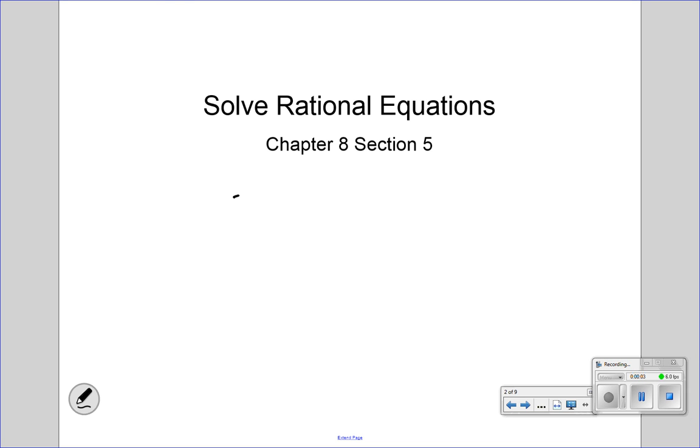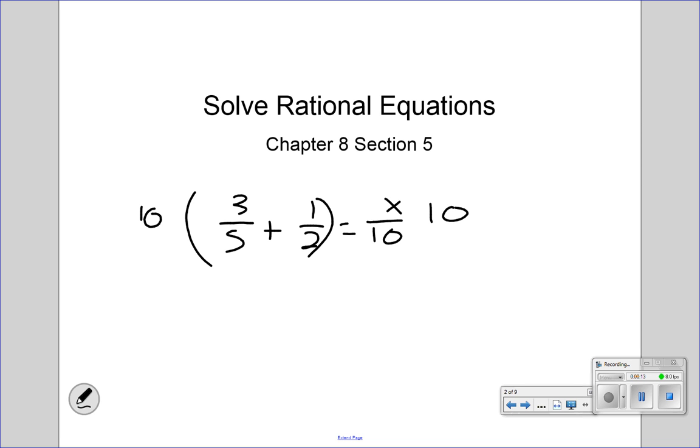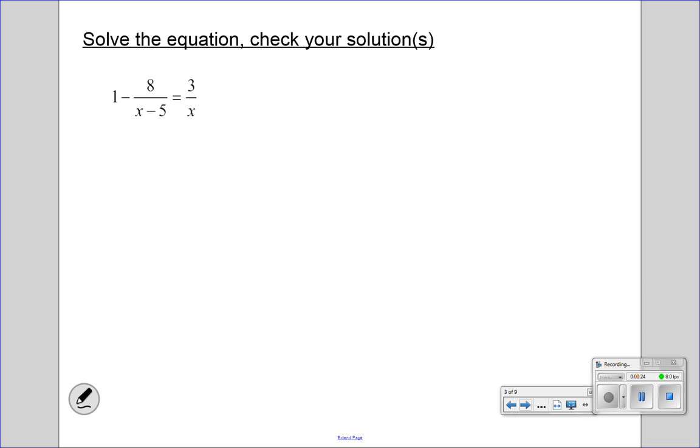Today we're going to solve rational equations. If we had 3/5 plus 1/2 equals x over 10, we would multiply both sides by 10 in order to get rid of our denominators, so then we'd have 6 plus 5 equals x. Easy. So, in this case, we're going to multiply by our common denominator.